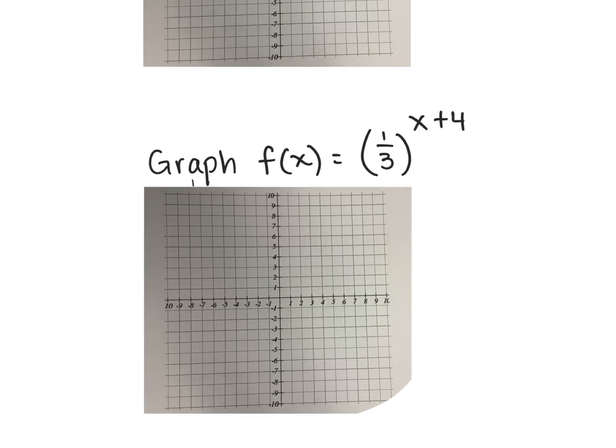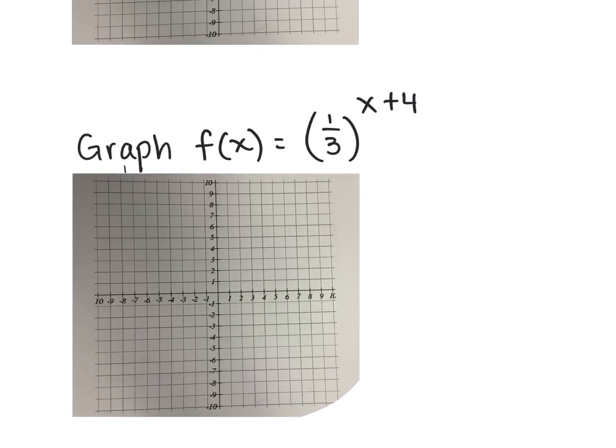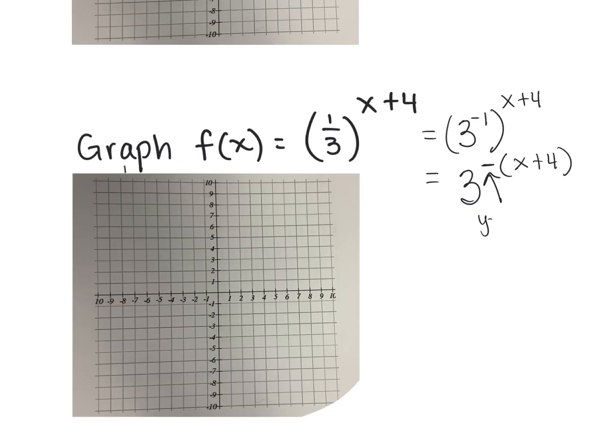We have another of these. We have 1/3 to the x plus 4. So I'm going to encourage you that you change this into 3 to the negative first, and then you have x plus 4. So this equation turns into 3 to the negative (x plus 4). So this transformation is a reflection across the y-axis. And then, of course, adding 4 inside makes us go left 4 units.